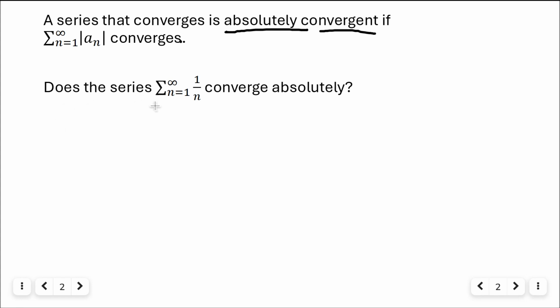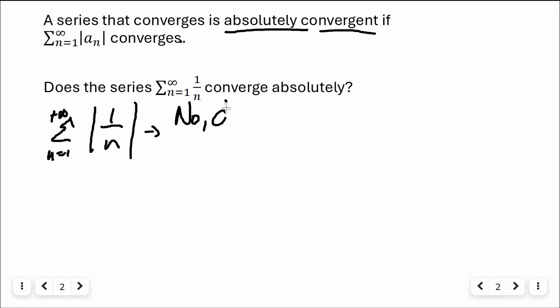Okay, so first things first. I want to know if this series, the sum from n equals 1 to infinity of 1 over n, absolutely converges. Well, I would say the first thing I can do is take the absolute value of it, but it doesn't do anything when I take the absolute value. It's already positive. So the question at the end of the day is, does this series converge? Well, no. This diverges.